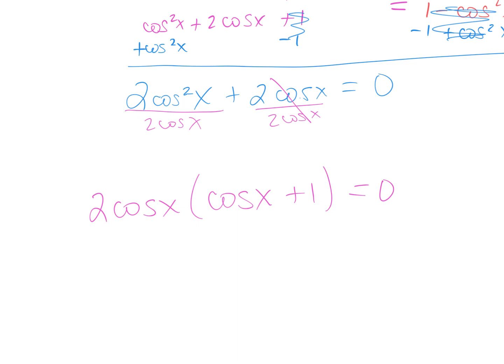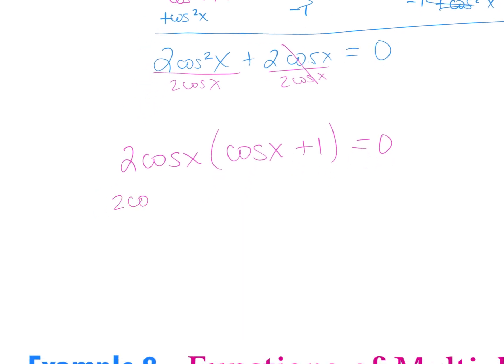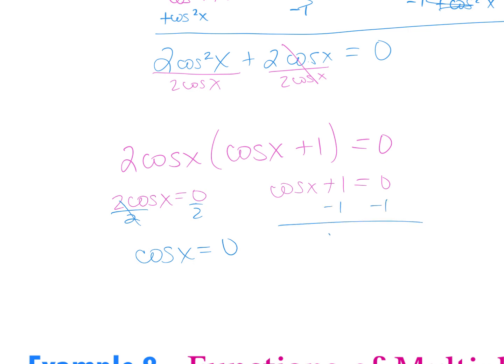Now do we have 2 little pieces that we can set equal to 0 and solve? Yep. 2 cosine x equals 0. Cosine x plus 1 equals 0. Divide both sides by 2, right? I get cosine x equals 0. Over here on the right side, we're going to subtract 1. So I have cosine x equals negative 1.